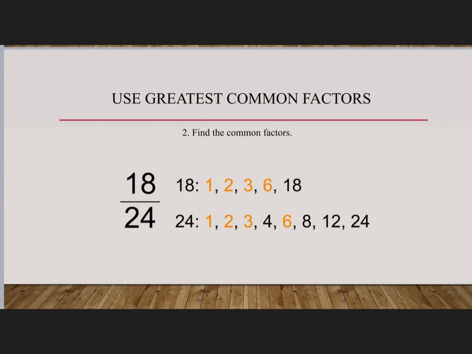So now, what are we going to do? We're going to identify the common factors. So we have 1, we have 2, we have 3, we have 6. There's no 4. And if we leave the 9 up here, there's no 9 down here. There's no 8, 12, or 24 in the other list. So what is our greatest common factor? The biggest number that's in both lists is 6.